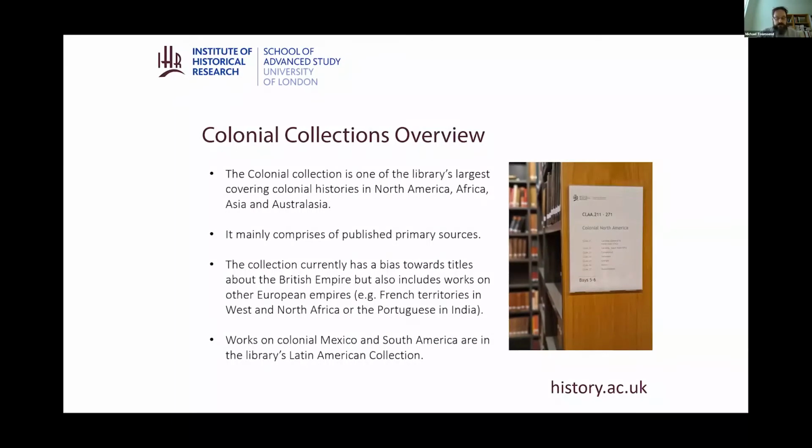The library's colonial history collection is one of its largest. Although we cover the colonial histories of all Western European empires, there is still a bias towards the British Empire. So, for example, we have comparatively more on the 13 North American colonies than we do on, say, New France at present. The one exception to this is colonial Latin America. Although not as large as our colonial collection, our Latin American collection is still one of the library's largest, and is at present weighted towards the colonial histories of Mexico, Central America, and South America from the 16th to the early 18th to the early 19th century.